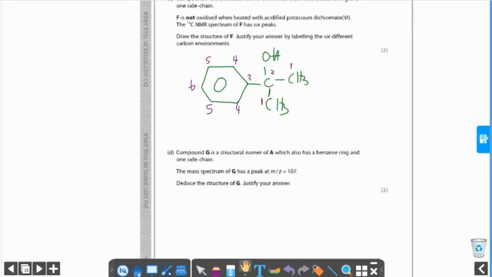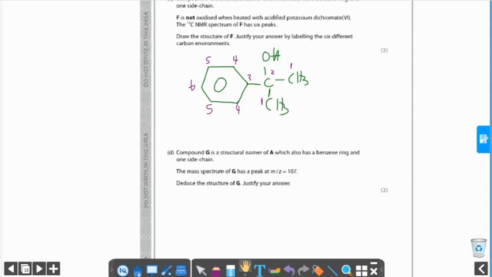Compound G is a structural isomer of A, which also has a benzene ring and a side chain. The mass spectrum of G, that means it has to be not a secondary alcohol. The OH has to shift to a different position anyway. The mass spectrum of G has a peak at mass to charge 107. Draw the structure of G.